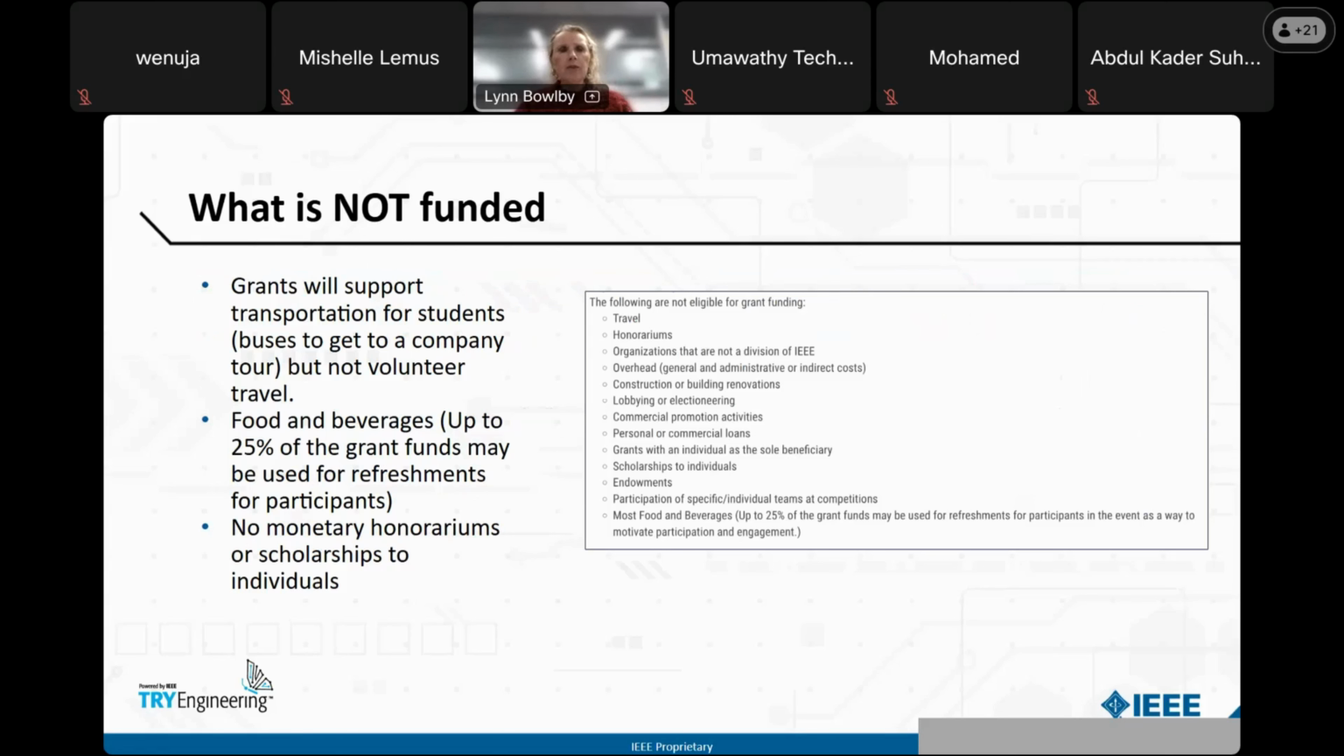As I said, food and beverages should be up to 25% of the grant funds. So keep that in mind when you're submitting the application. And no monetary honorariums or scholarships should go to individuals. So if you have speakers for your events, they should be volunteer speakers. They should not be given a monetary honorarium for the time that they're spending at the event. So keep that in mind as you're inviting speakers. Make it clear to them that this is on a volunteer basis and that we're unable to pay them for their time.